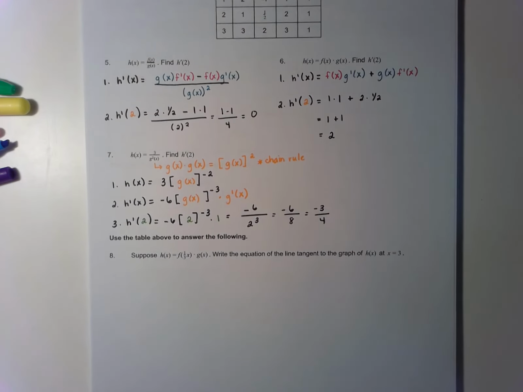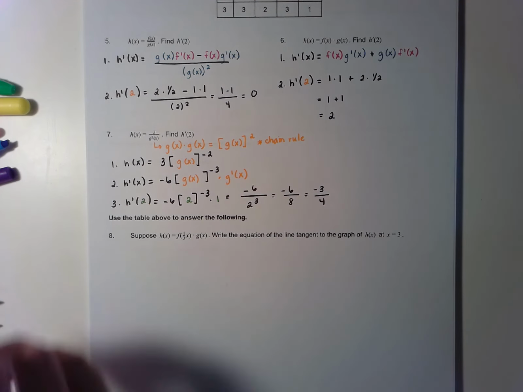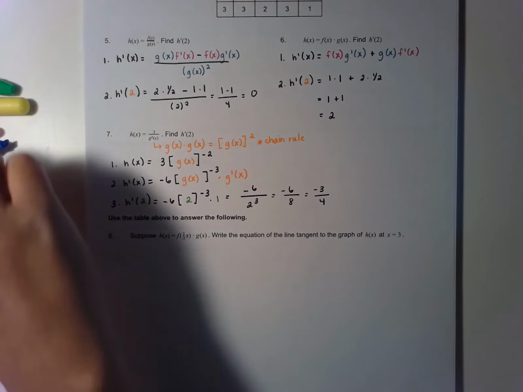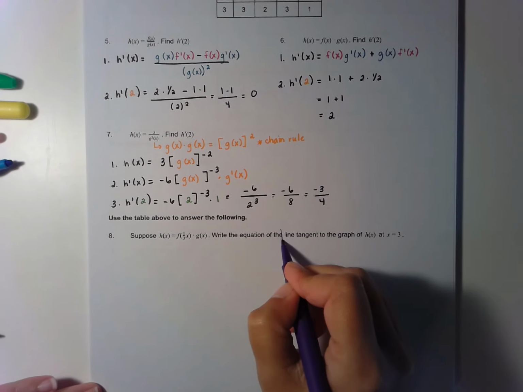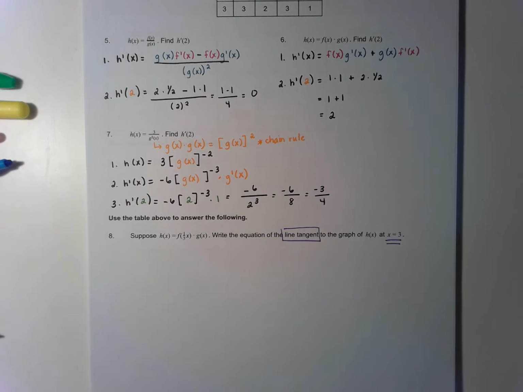Now, the last example that we're going to do in this video is kind of reviewing and going back to what the meaning of the derivative really is. So I want to keep coming back to what we're actually doing when we find a derivative, because sometimes we can get so bogged down in the rules, we forget what we're actually doing. So it says, suppose h of x is equal to f of 1/3 of x times g of x. Write the equation of the tangent line. So write the equation of the line that is tangent to the graph at x equals 3.